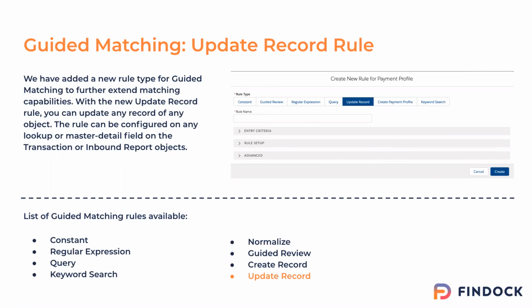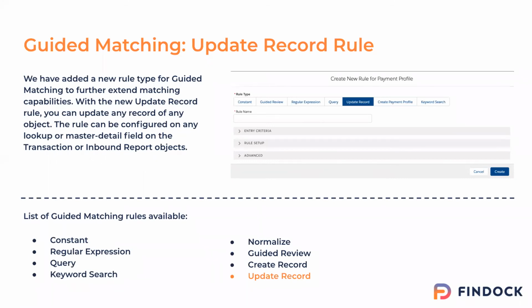So you can say, when certain information is coming in, maybe I need to update the campaign member status, or maybe I need to update a custom object and a certain subset of fields. You can now do that via the update rule. The rule is configured on any lookup field, and there's a special case for the campaign member, as you can see in our docs. Below, I want to show you all the different rules that we now expose to you in our guided matching framework.